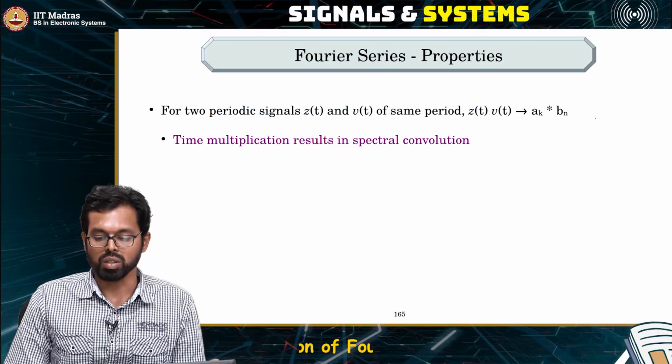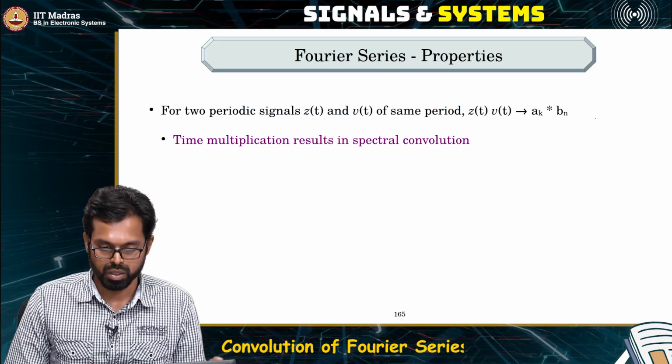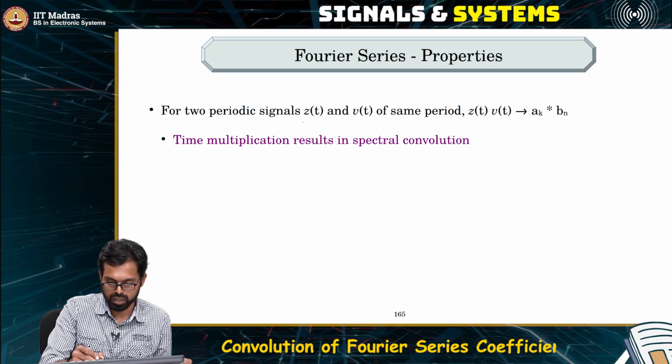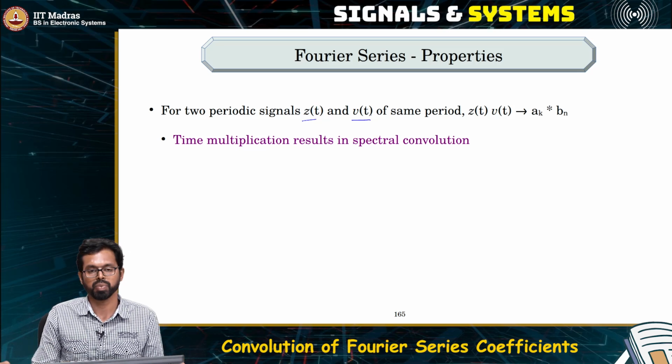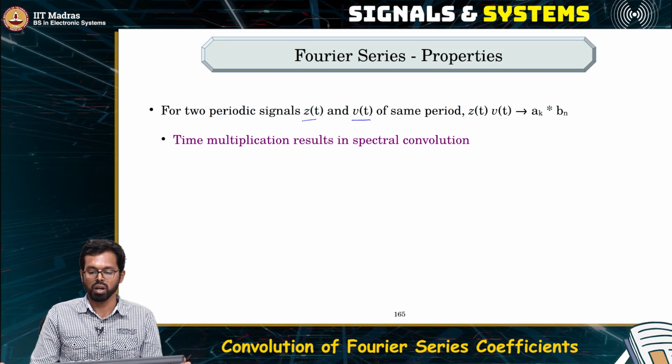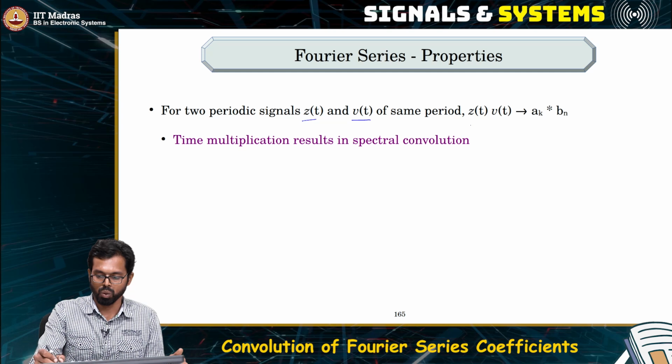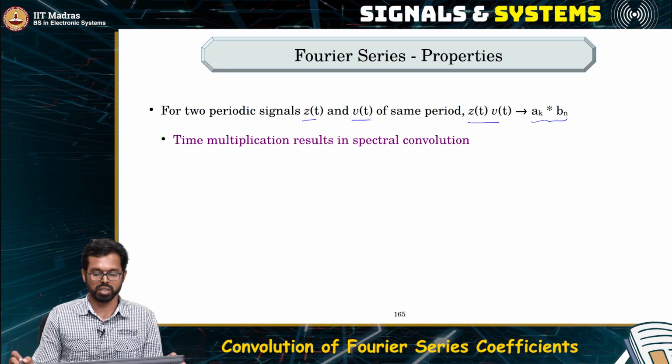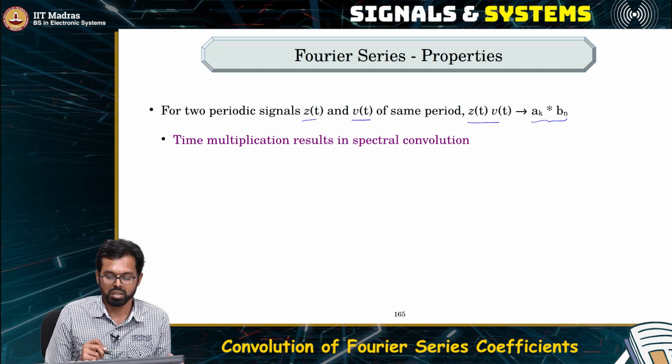Another interesting consequence of Fourier series representation. Now let us say we have two periodic signals z(t) and v(t), both having the same period, and if we multiply them together, what happens to their Fourier series coefficients? Okay, so let us observe this.